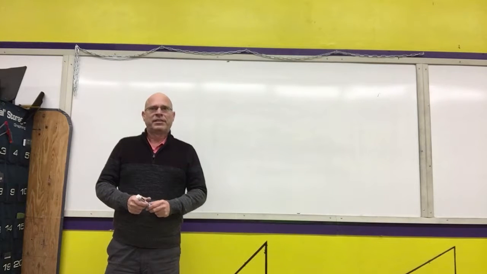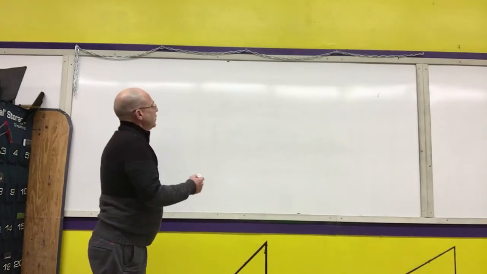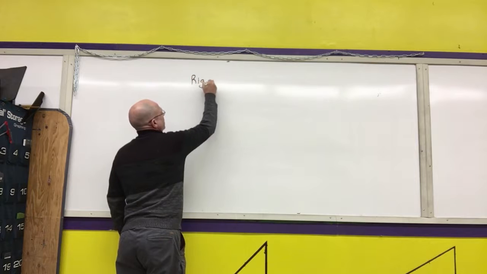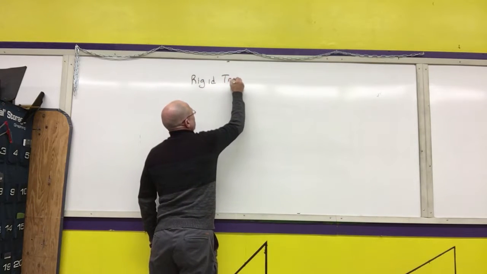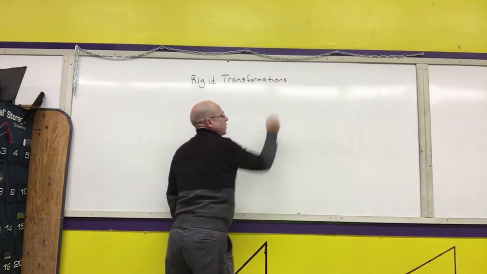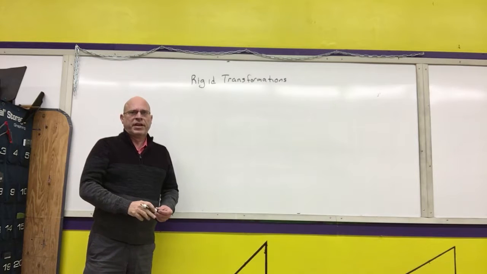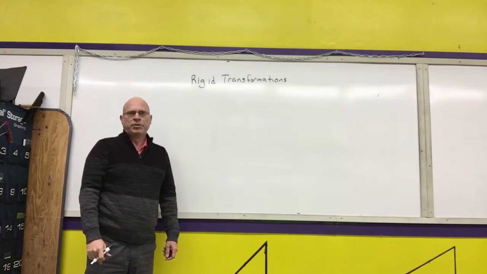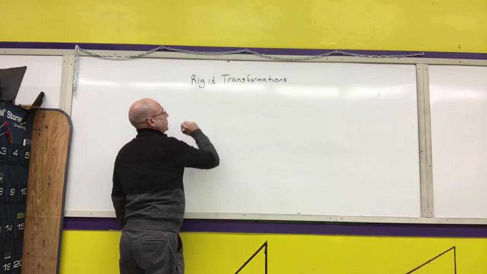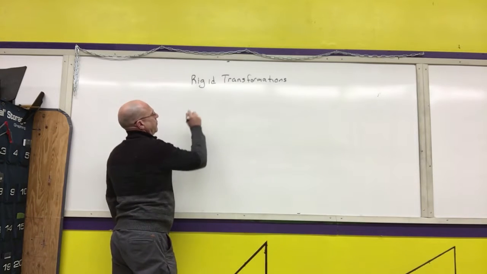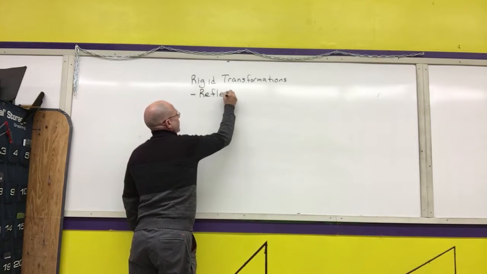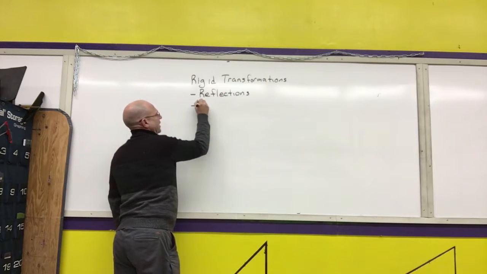In section 2.5, we discuss transformations of functions. The first types of transformations that we're going to discuss are what are called rigid transformations. In geometry class, you learned that a rigid transformation is a transformation that preserves both the size and the shape of an object. The rigid transformations that we have for functions are reflections and translations.